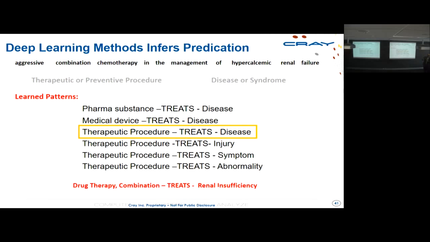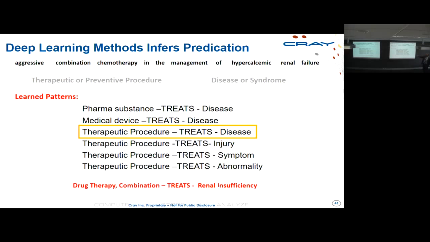And we said, can we learn these patterns by just reading through sentences? So if I'm reading through sentences, noun phrase, noun, noun phrase, noun, subject, predicate, object kind of form, can I now start extracting patterns and find out what are these emerging predicates that come in the middle? So if I pick treats alone, what all can be treated with what other things? Right? So a pharmaceutical substance can treat a disease. A medical device can treat a disease. A therapeutic procedure can treat an injury.